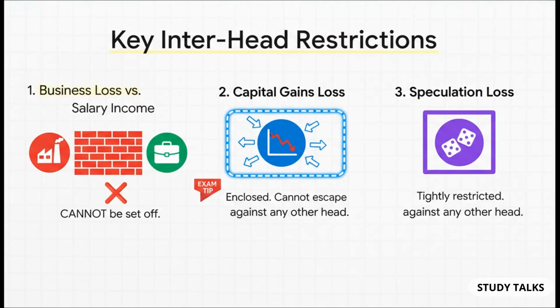Okay, I need you to really focus on this slide. First up, and this is a classic, business loss can never be set off against salary income. I mean, ever. Second, capital loss, whether it's short-term or long-term, is super picky. It can only be adjusted within its own family. You can't go setting it off against your salary or business income. And third, speculation loss is even stricter. It can only be set off against speculation profit, nothing else.